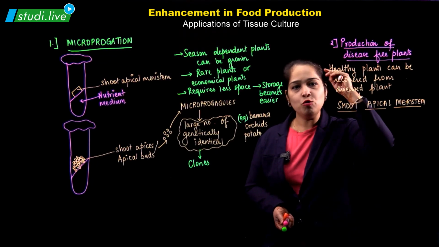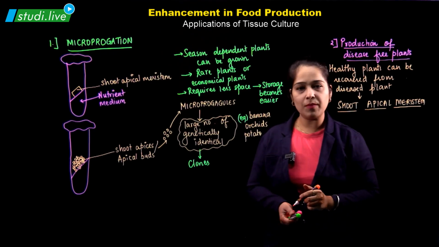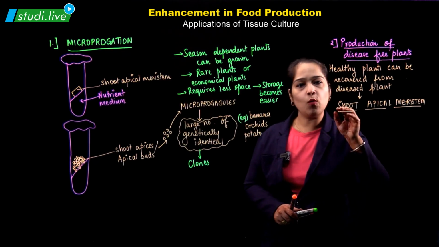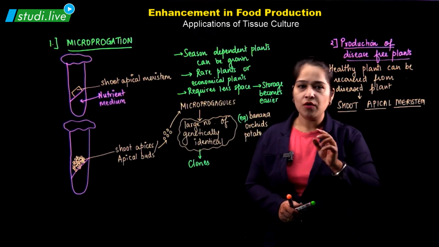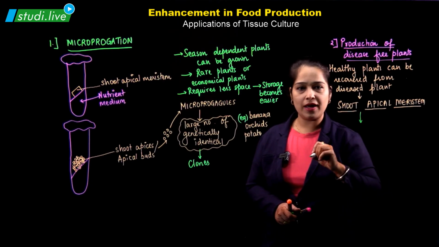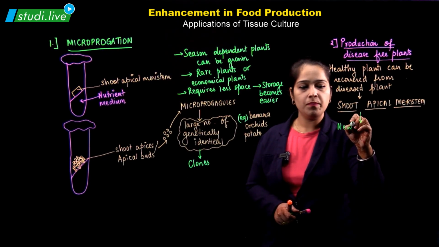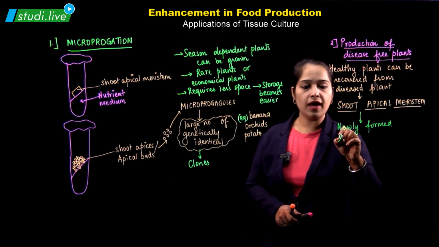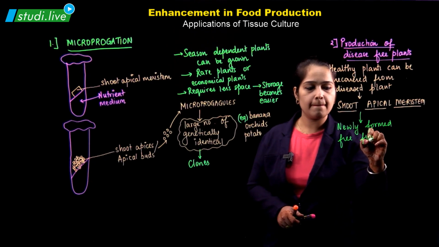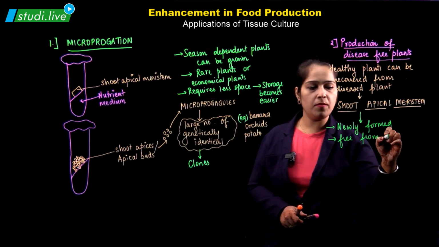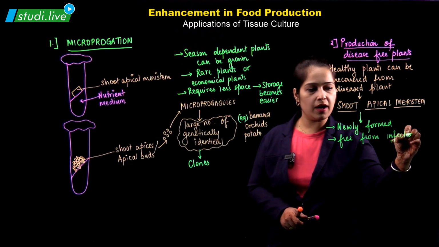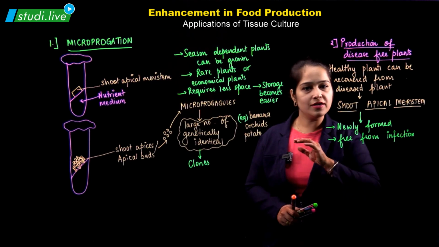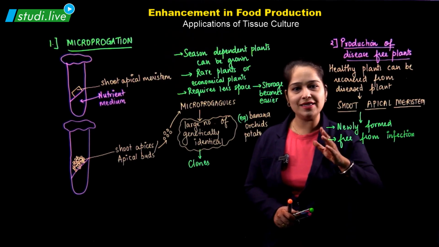So we have a plant whose top part is made up of meristematic cells, which are newly formed cells. Now, why do we take this shoot apical meristem? The only reason is that this shoot apical meristem is newly formed. The cells are newly formed, and because they are newly formed, they are free from infection. So though the entire plant is infected, this shoot apical meristem, because it is newly formed, is not going to have that infection and it will be disease free.